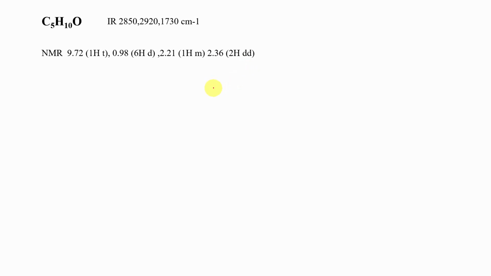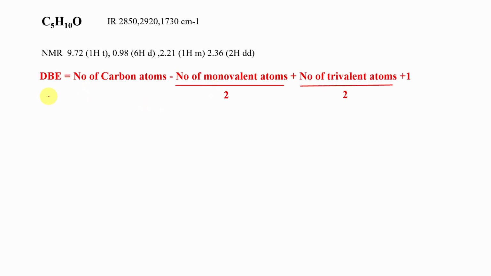First of all, we have to calculate the double bond equivalence or index of hydrogen deficiency by using this equation. DBE is equal to number of carbon atoms minus number of monovalent atoms divided by 2 plus number of trivalent atoms divided by 2 plus 1. In this case, it will be 5 minus 10 by 2, plus 1, that is equal to 1. That indicates the presence of a pi bond or an aliphatic ring in this molecule.